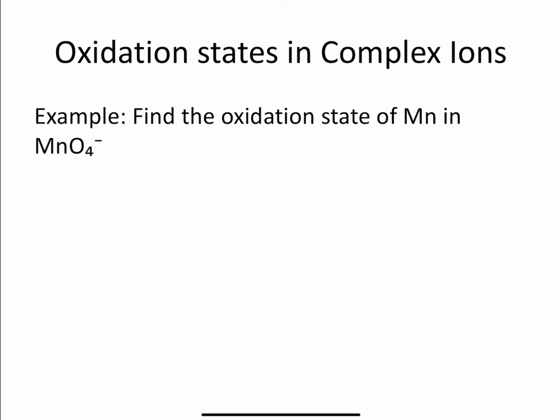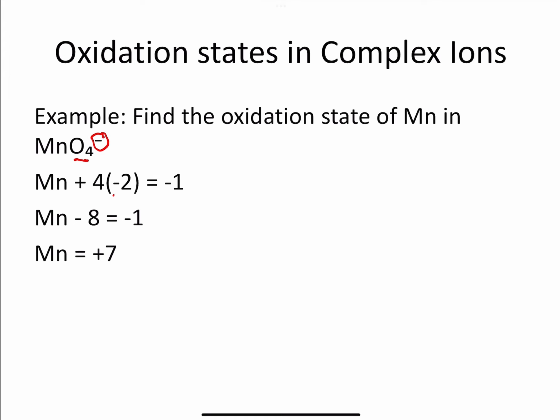Also, when we have something like manganate, or MnO4 minus, we can determine the oxidation state of the manganese here, because again, manganese plus 4 times the oxidation state of oxygen, because we have 4 oxygens here. So 4 times -2 will give you -8, and the total is -1, because this is the charge of the ion. So manganese plus -8 will equal -1, which means the manganese oxidation state is +7.